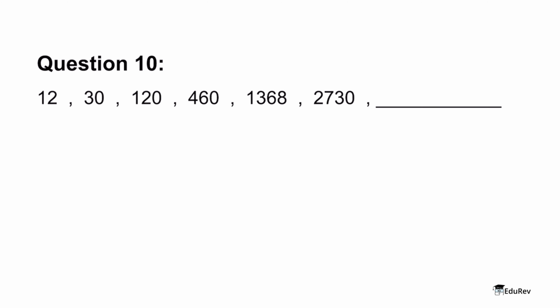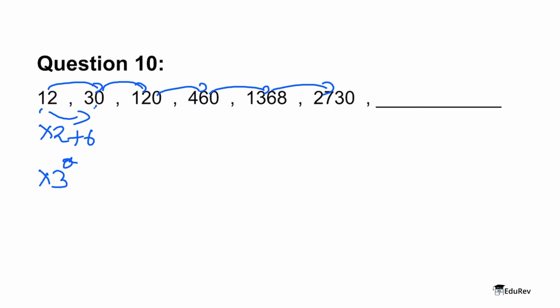Now you can try the method of going from 12 to 30, then 30 to 120, 120 to 460, 460 to 1368, and 1368 to 2730. But the problem is that finding a pattern like this will be very hard. Why? Because 12 to 30 could be reached in a couple of ways. We could say that 12 to 30 could be into 2 plus 6, or we could say it is into 3 minus 6. And then if we have to do this for all of these, it takes a lot of time and it takes a lot of effort.